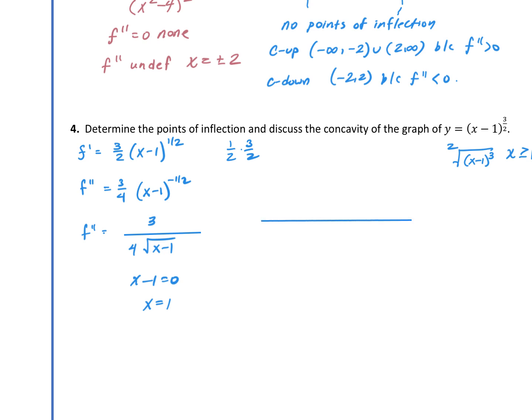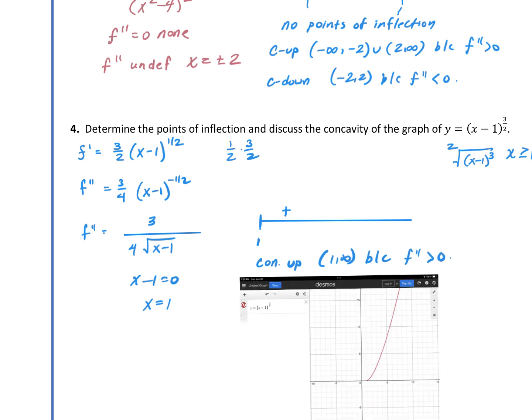So I'm going to test 1, but I'm going to sort of restrict it to here and beyond. So I'm going to check to the right of that. So if I check to the right of it, it's always going to be positive, so it's concave up. So concave up from 1 to infinity, and we would say because f double prime is greater than 0. So if you look here, I went ahead and I graphed it on Desmos.